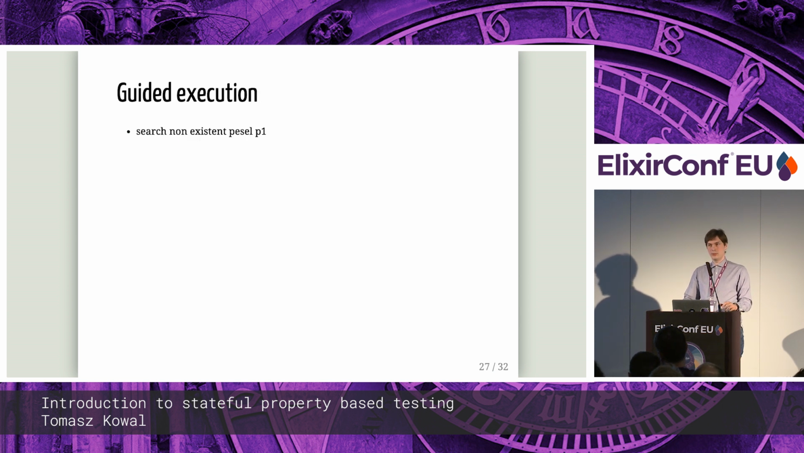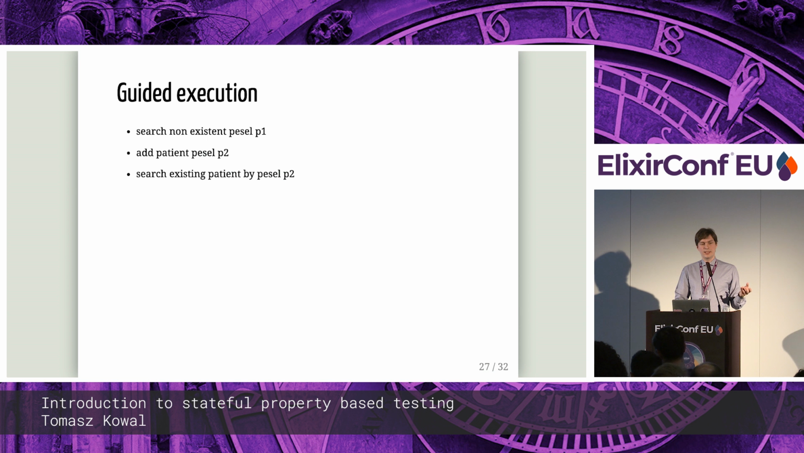So let's see what such guided execution looks like. We start with searching for a non-existent PESEL, and that should be always possible. Then we are adding a patient with PESEL P2. And then if we want to generate a search for an existing patient, we have only one PESEL in our state, so it has to be the PESEL P2.